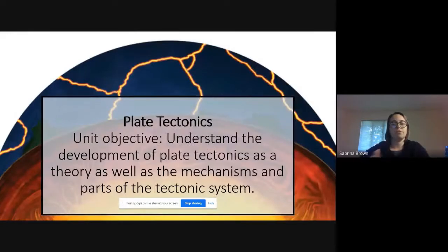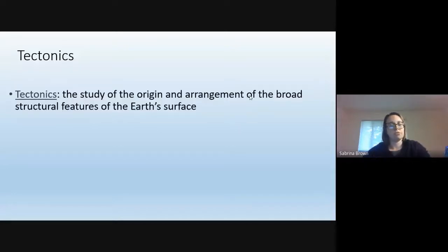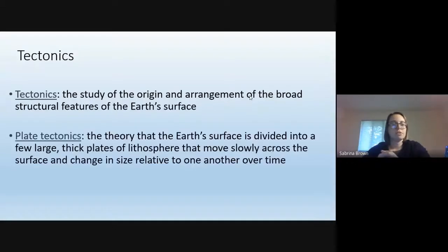So the objective of this unit is to understand how plate tectonics developed as a theory and the mechanisms and parts of the tectonic system. So first, let's start off by talking about continental drift and plate tectonics. So just some vocabulary. Tectonics is the study of the origin and arrangement of broad structural features on Earth's surface.